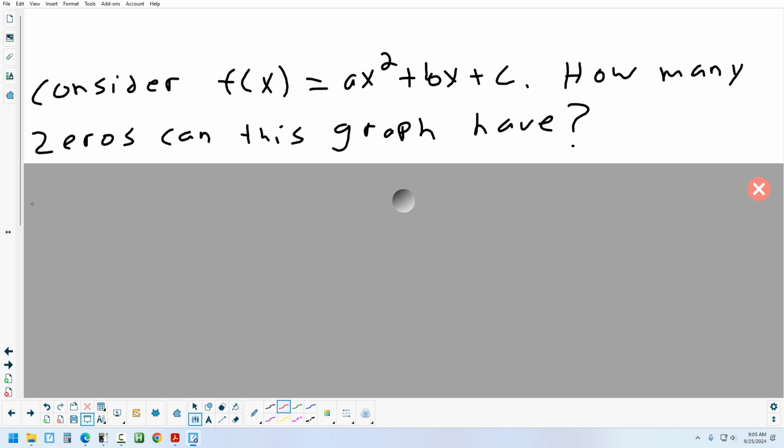Okay. This is now a step up from a line. The highest exponent here is a 2. What do we call an equation where the highest exponent is a 2? It's a quadratic. A quadratic is a parabola shape. This is what we studied yesterday. How many times can a parabola cross the x-axis? At most, 2 times.